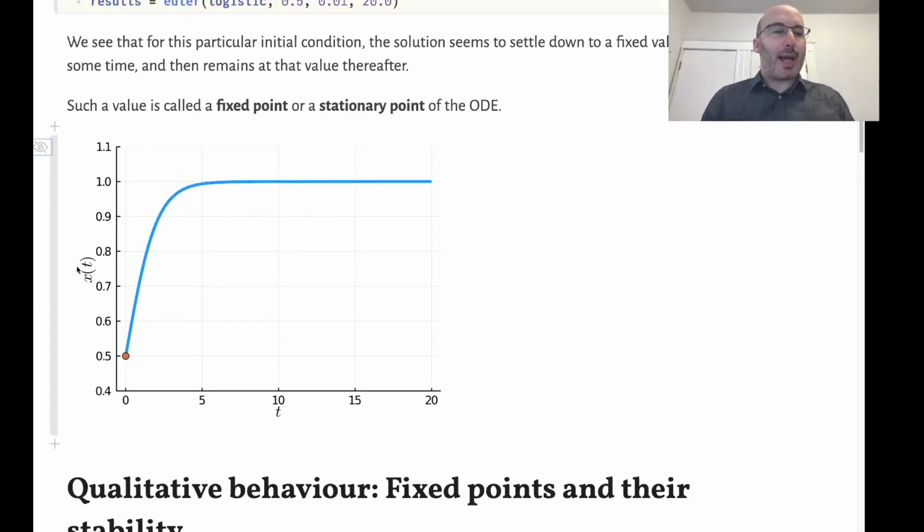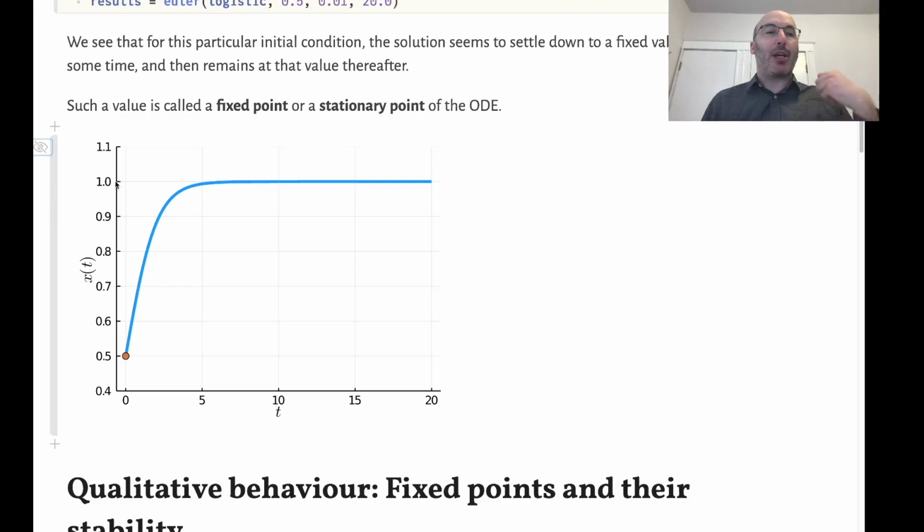So let's plot x as a function of time. We see the initial condition at time 0 is 0.5, and then the value of x increases over time and converges to 1.0, and then just seems to stay there for the rest of the simulation. 1.0 is what we call a fixed point or stationary point of this differential equation, which is a value of x such that if I start there, I remain there for all time.